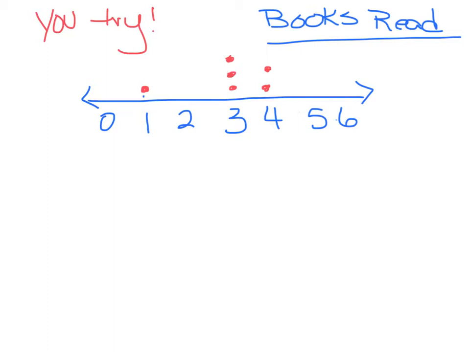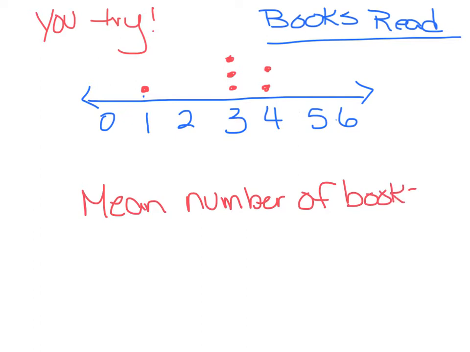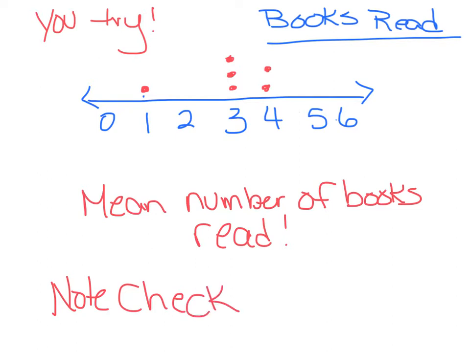Okay, she read 1, and then they read 3 here. This is during each week. So in week 1, she read 1. In week 3, she read 3. And in week 4, she read 2. Please find the mean number of books read. This will be asked in your note check. So this is a note check question. This will help us determine if you understand what's happening.